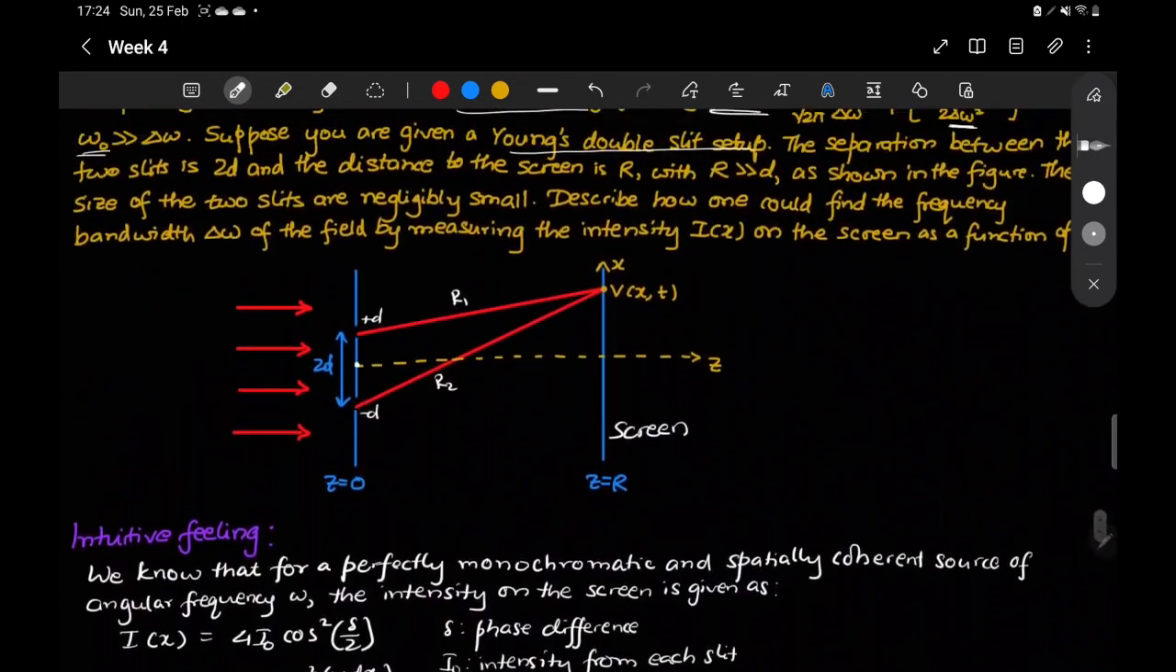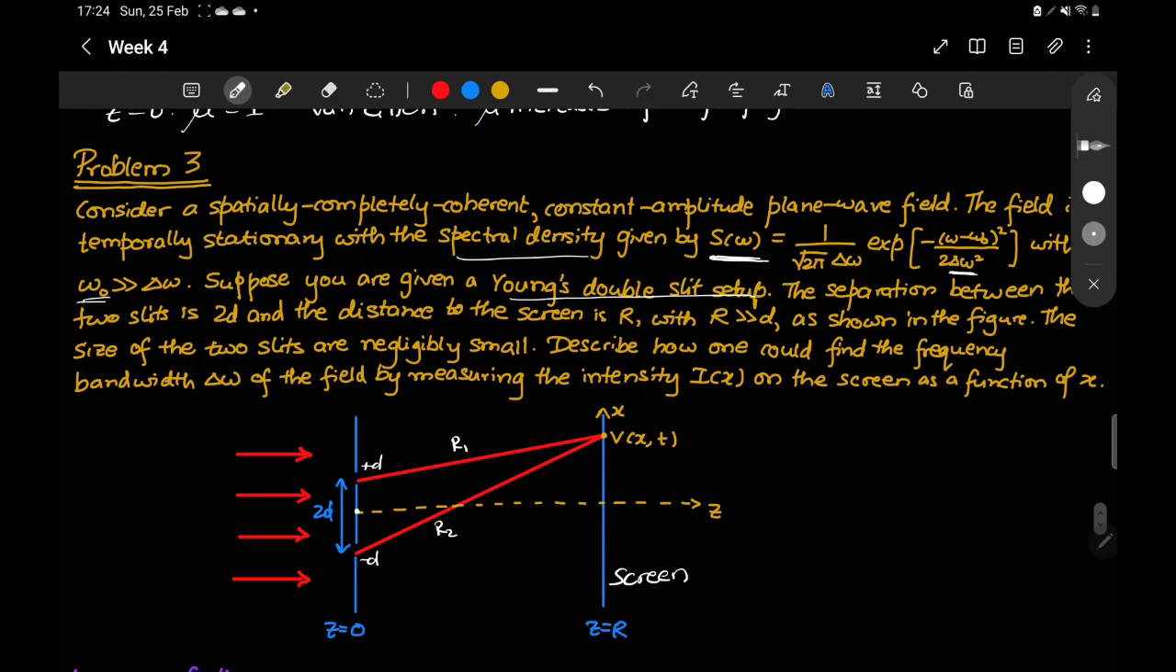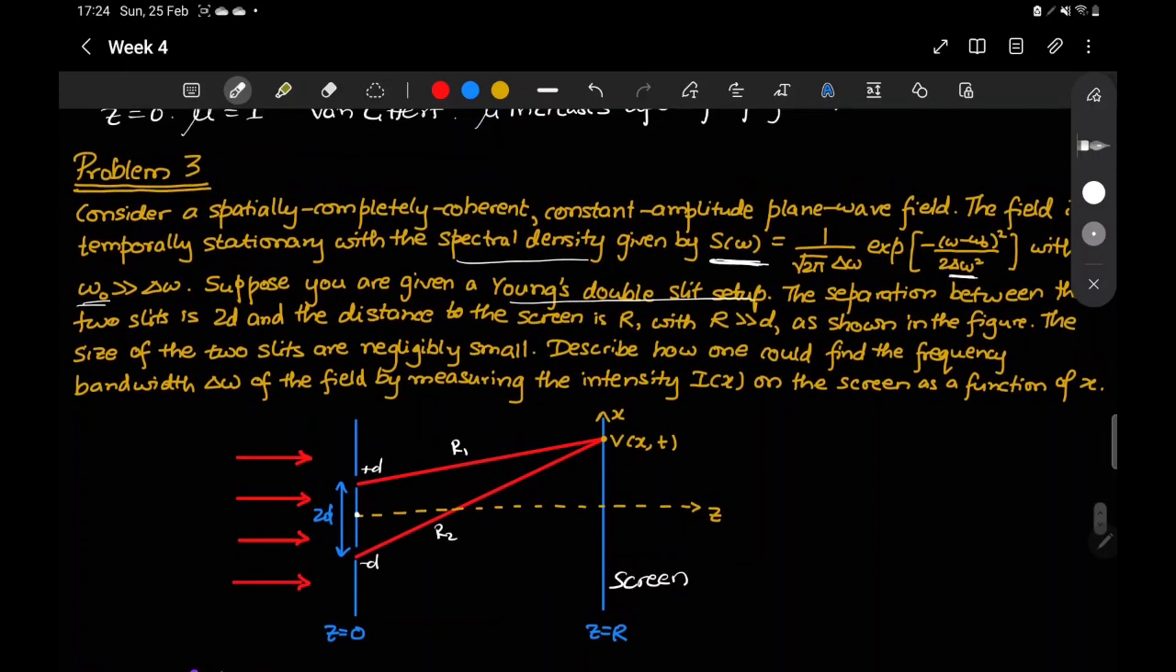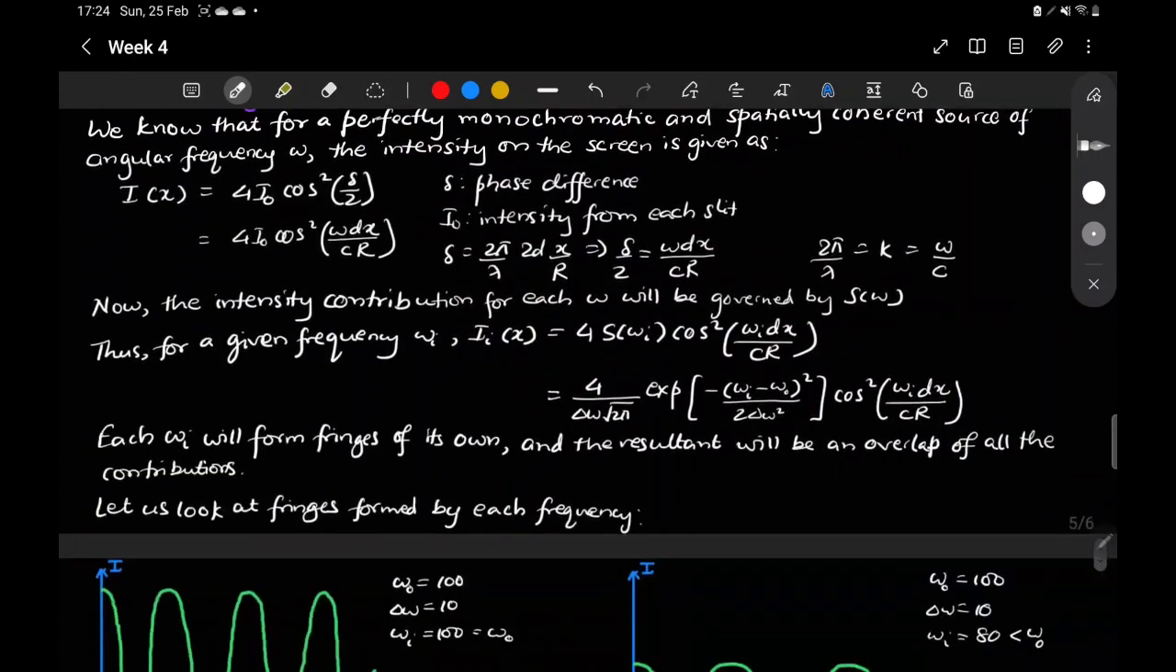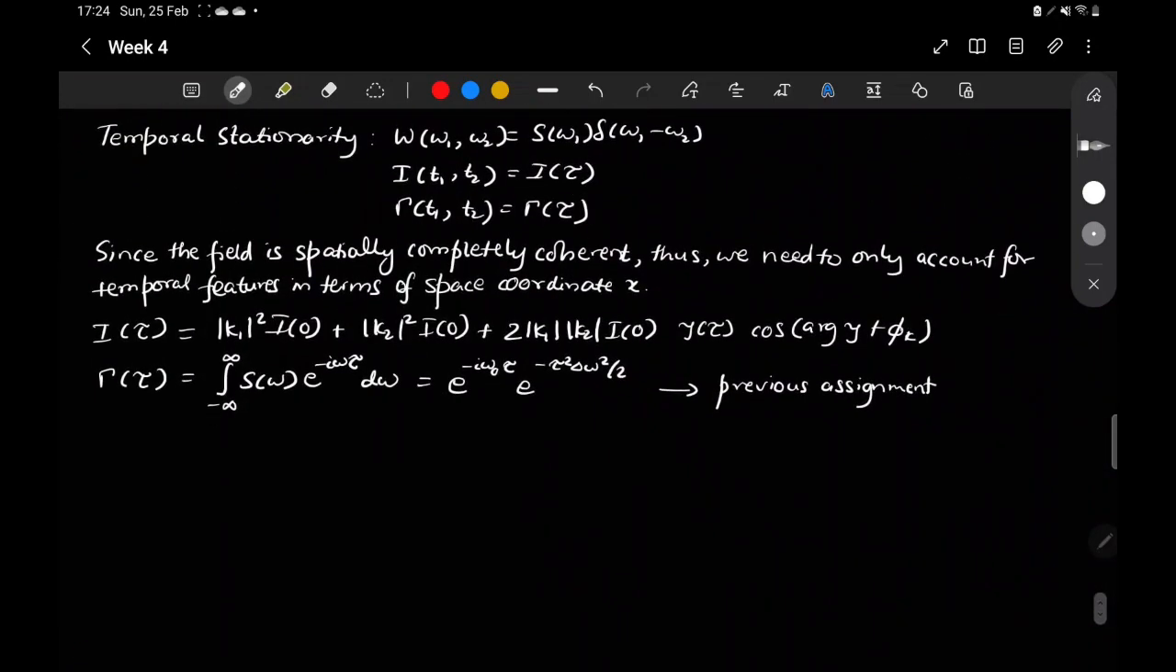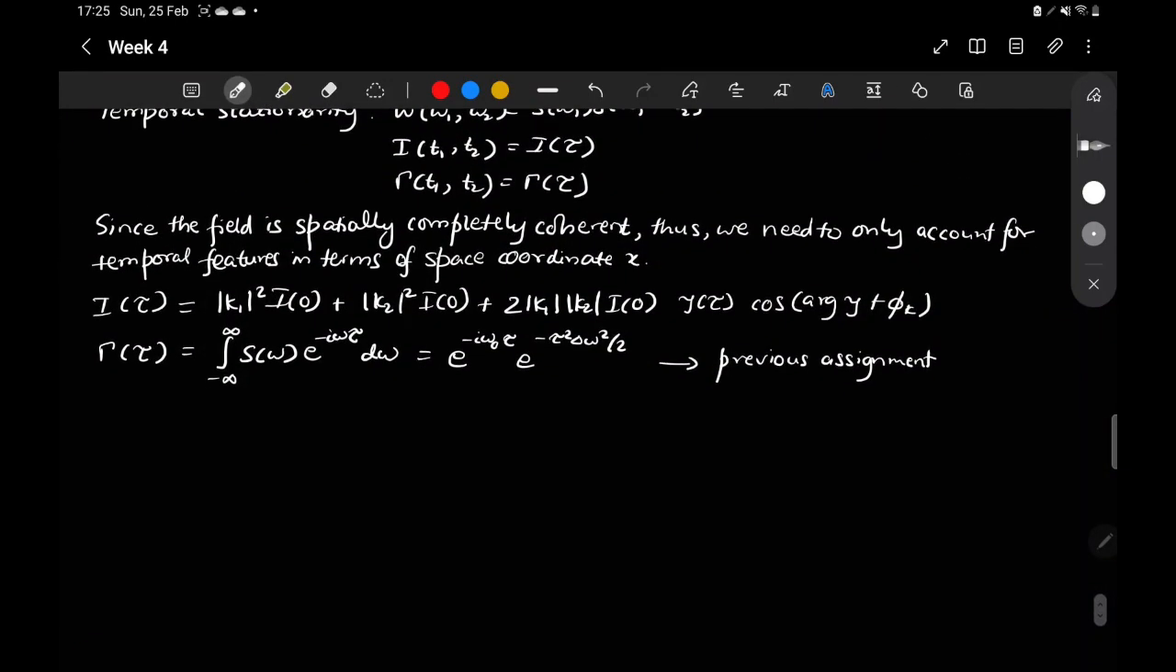This is basically integrating S(omega) e to the power minus i omega tau d omega over minus infinity to plus infinity. So this particular integral gives this result, which we had derived in the previous assignment. So now we can find the degree of coherence function also.